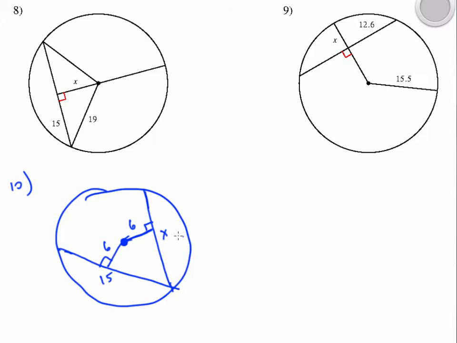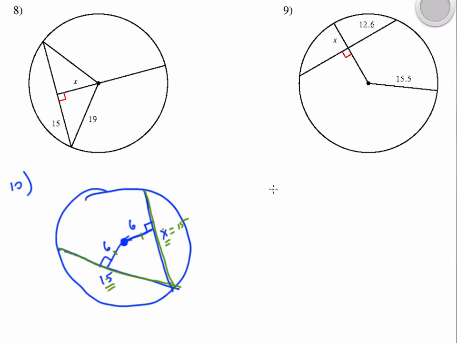Remember, we talked about how if the chords are equidistant from the center, which they are, 6 and 6, right, you can put a tick here if you want, then these two are going to be congruent to each other. So in this case, x is just 15. If the chords are equidistant from the center, then they are congruent. And of course the converse: if they are congruent, then they're equidistant from the center. Don't forget about that one as well.